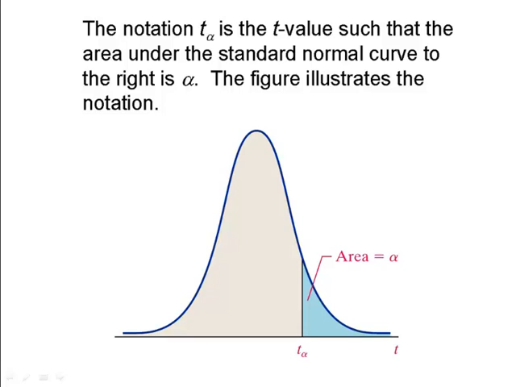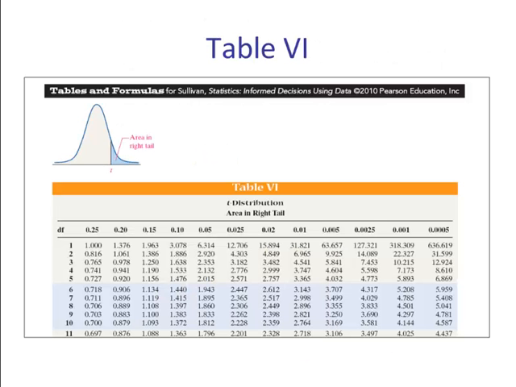Let's do an example. So here's table 6. Our degrees of freedom are the rows, and the columns are actually area. Now that is different than table 5.